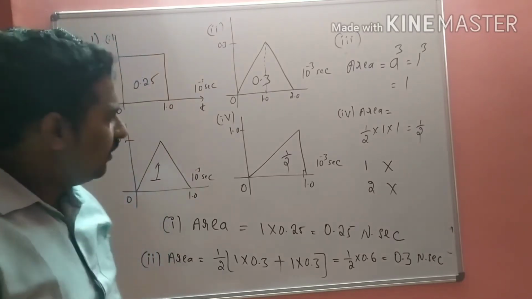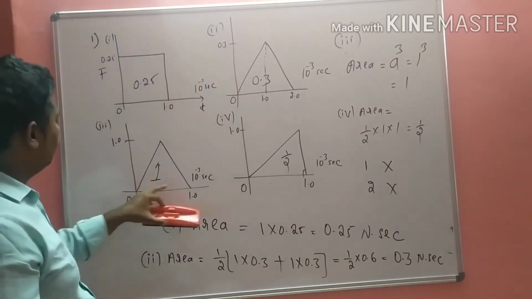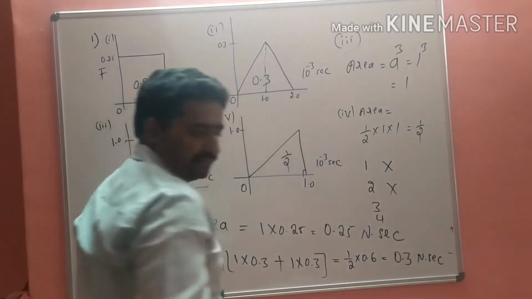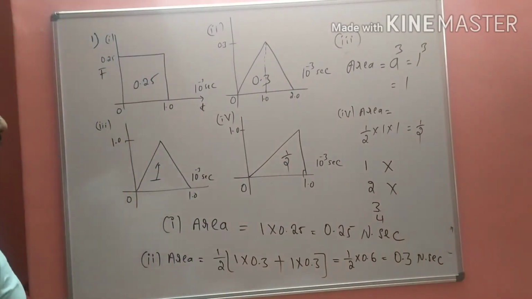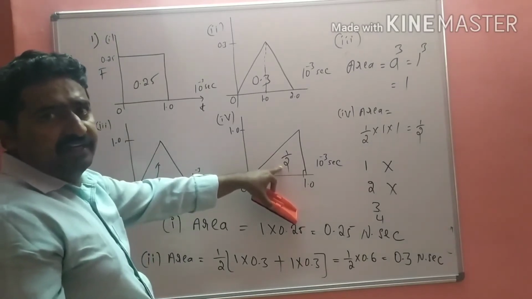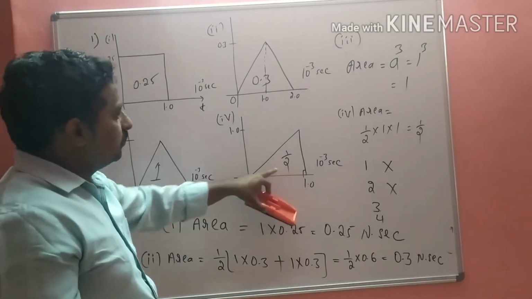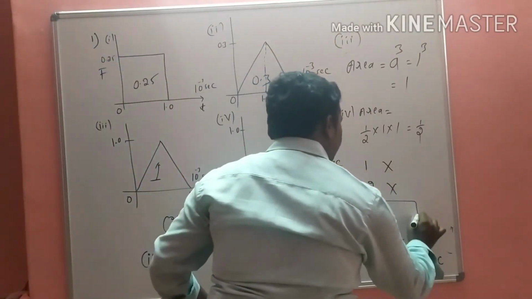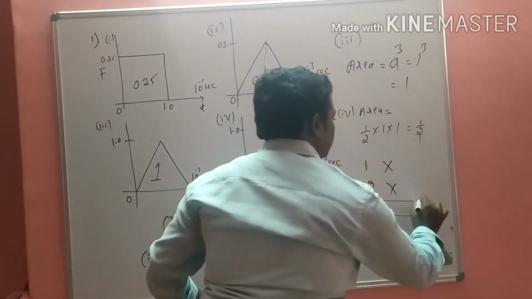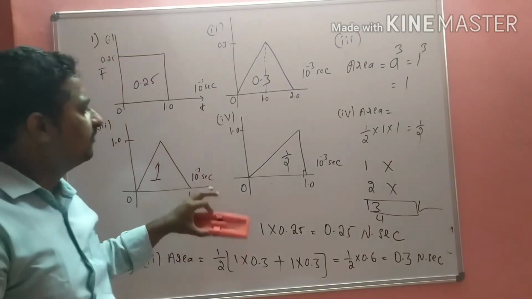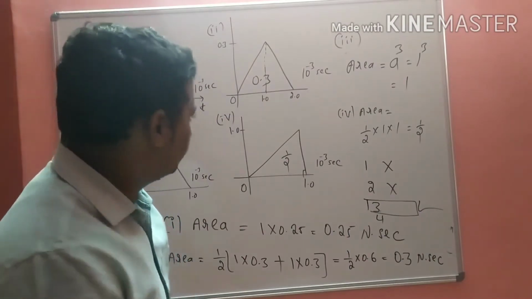Option 3 is third and fourth. Look at this one. The fourth option is fourth only. The fourth is an intermediate value. So the correct answer is the third option. Third is the correct answer. So this is the first question on the basis of impulsive force.